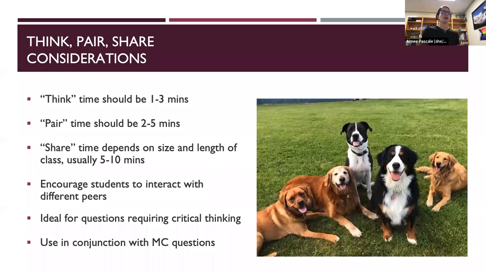So best practices for this is that the think time should be approximately 1 to 3 minutes, depending on the complexity of the question or the prompt you're giving them. The pair time should be anywhere from 2 to 5 minutes, again depending on the complexity, but give them a chance to actually hear each other and make sure that they both have time to share. Share time, depending on the size of the class and the length of the class, is usually between 5 and 10 minutes, again depending on how many students you're expecting to share out and how much discussion you want to have about the different things that they're sharing.